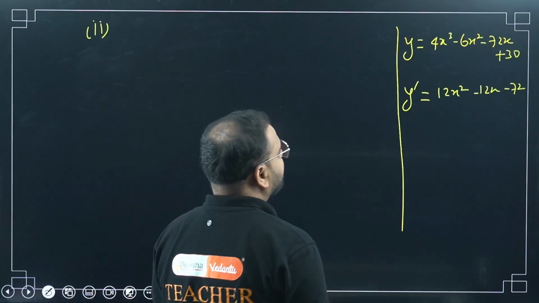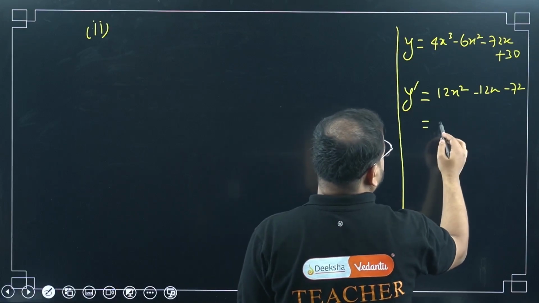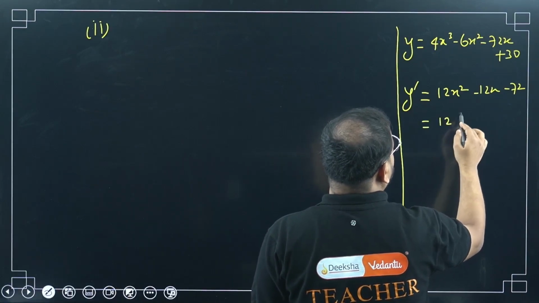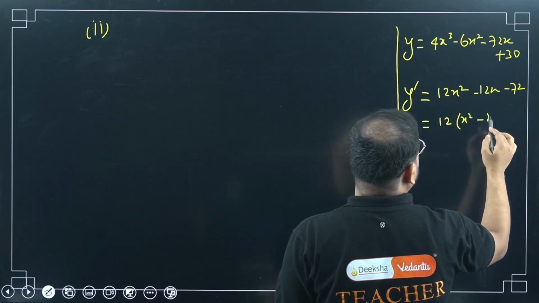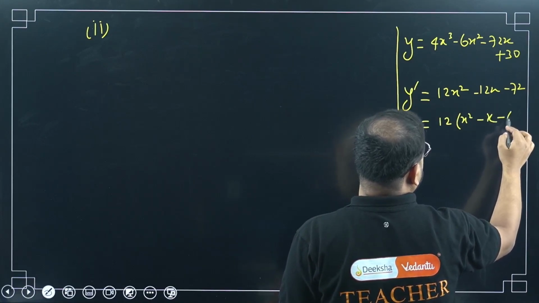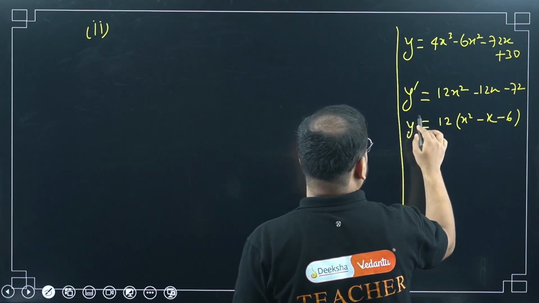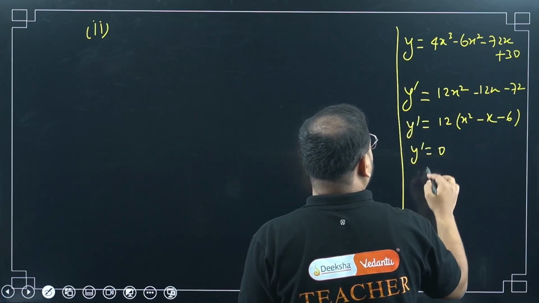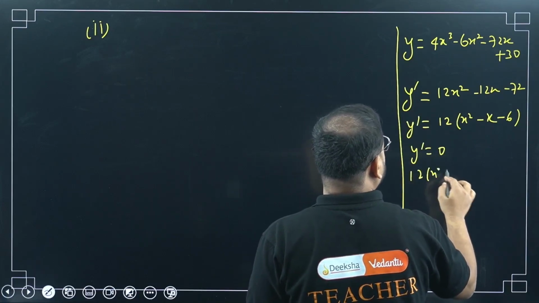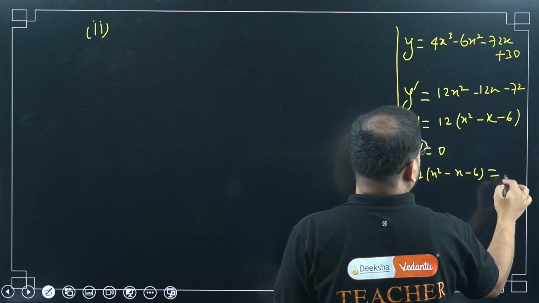Next, find the critical point. Can I take something common? Yes. Take 12 common. So x square minus x minus 6. Take this as y dash. Put y dash equals 0. What am I going to get? 12 times x square minus x minus 6 equals 0.